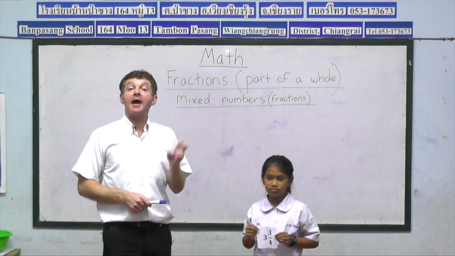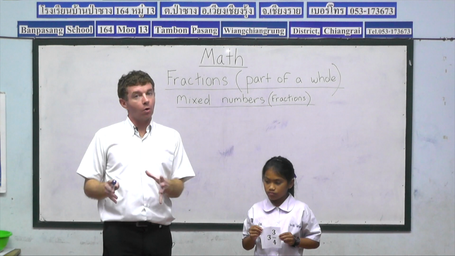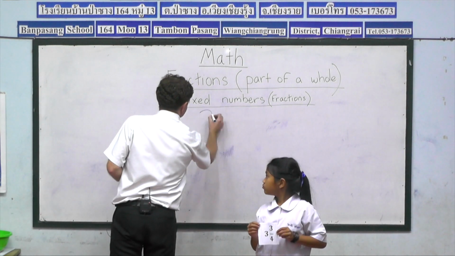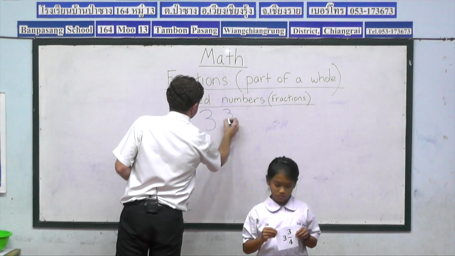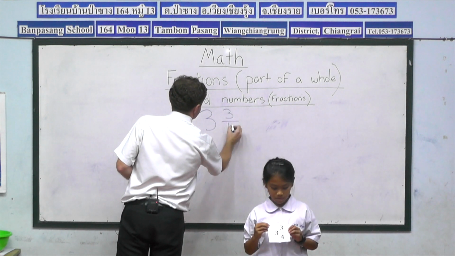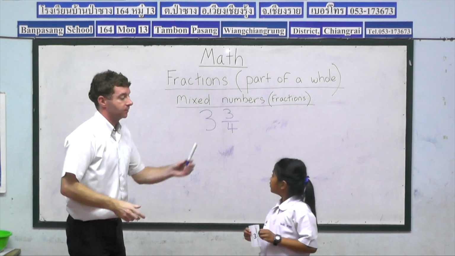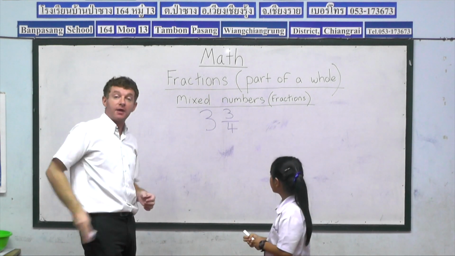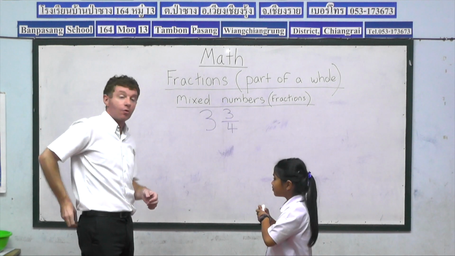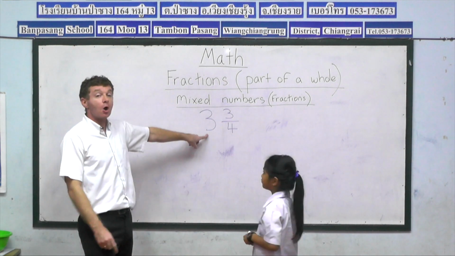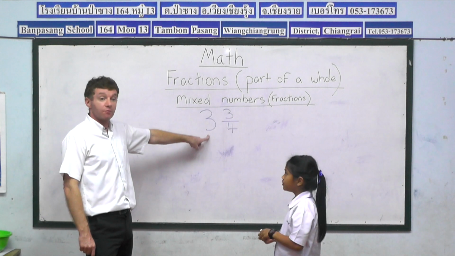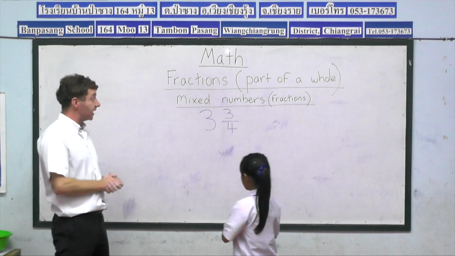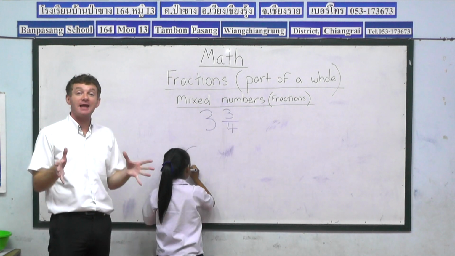Yes, 3 3/4. So I will write here the mixed number, 3 3/4. Okay, so Pak Bung will now demonstrate how to do 3 3/4. So first of all, how many wholes do we have? Three. So how many complete circles? Three complete circles, because they represent the whole.